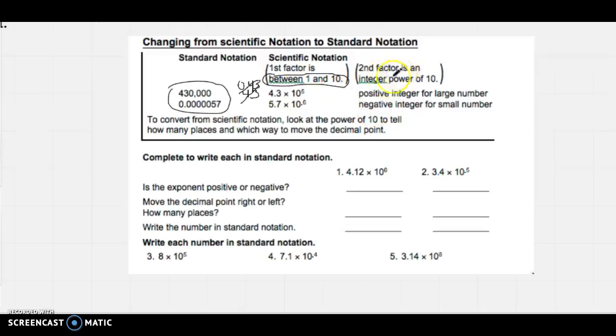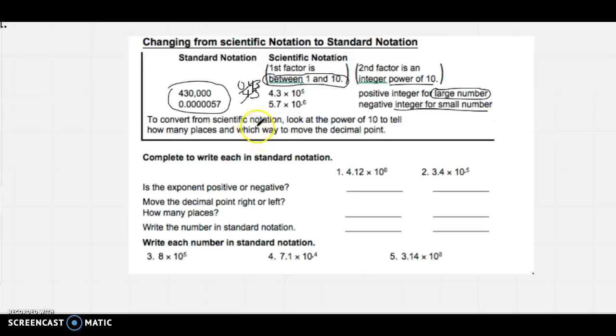And then the second factor is just a power of 10. That's why we've been doing so much with powers of 10. Now, we are going to look at the exponent here in the power of 10. If it's a positive integer, positive exponent, it means it's a large number. It's a huge number. Remember, scientific notation is to represent big numbers and really small numbers. So, positive integer, large number, negative integer for small number.